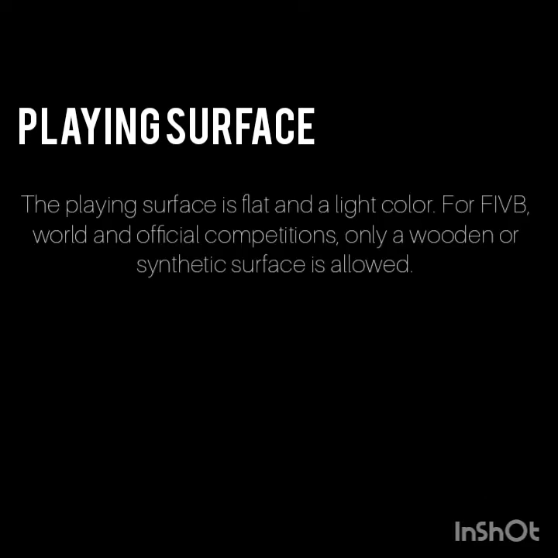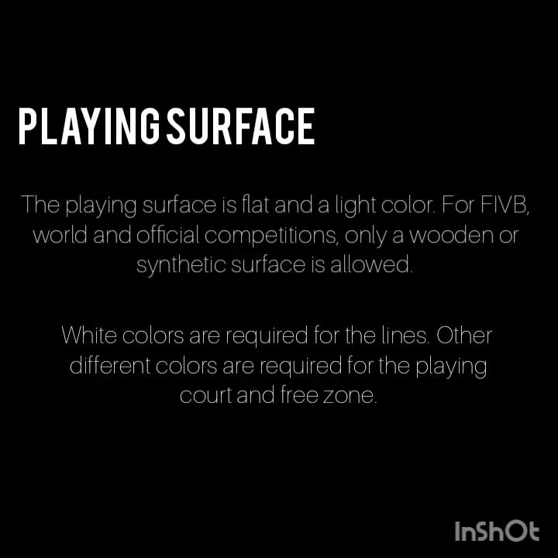Playing surface. The playing surface is flat and a light color. For FIVB World and official competitions, only a wooden or synthetic surface is allowed. White colors are required for the lines. Other different colors are required for the playing court and free zone.